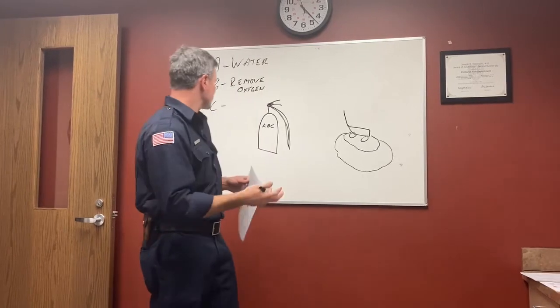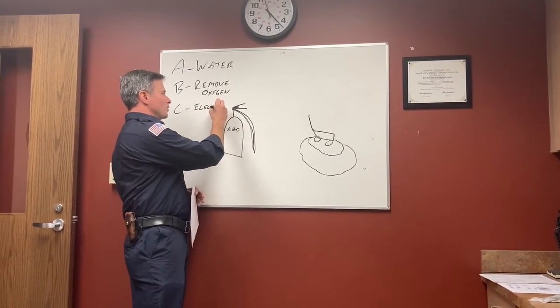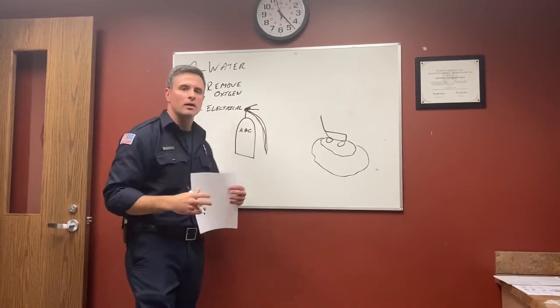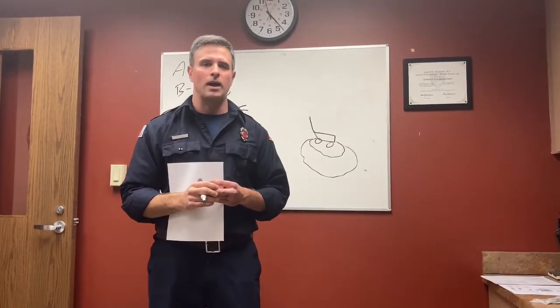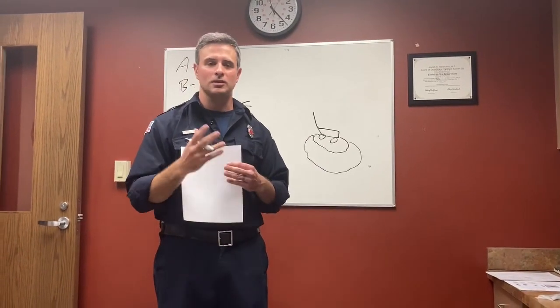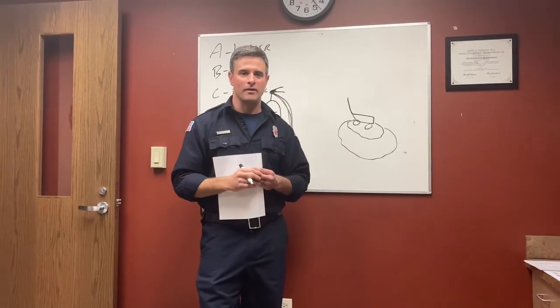So if you have an electrical fire and you can't remove the electricity, you can't get to the plug, look for something like a fire extinguisher to put that fire out. Okay, it's not going to cause any more problems, it's going to do the job, take away that fire triangle, and put that fire out.